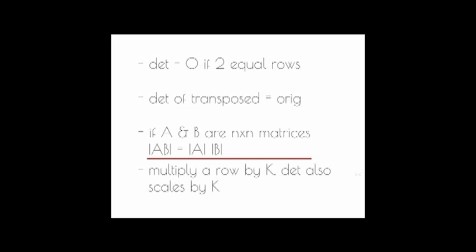Then, if A and B are two matrices with the same number of rows and columns, the determinant of AB is equal to the determinant of A multiplied by the determinant of B. Finally, multiplying a row by k also scales the determinant by k.